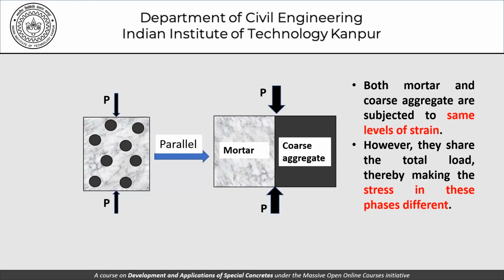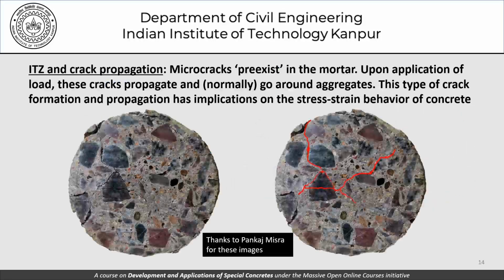When it comes to crack propagation, it's very clear from the picture that I've been showing you all the time. Micro cracks pre-exist in the mortar. Upon application of load, these cracks propagate and normally go around the aggregates. Now, I've already said that this going around the aggregate really means going through the ITZ. This type of crack formation and propagation has implications on the stress-strain behavior of concrete.